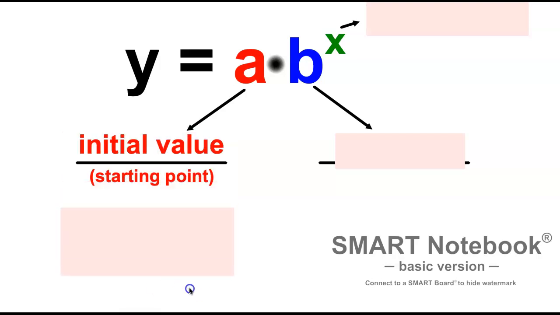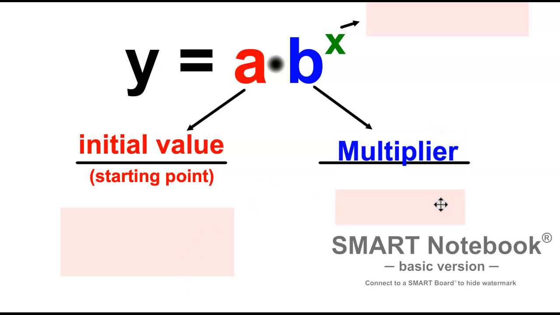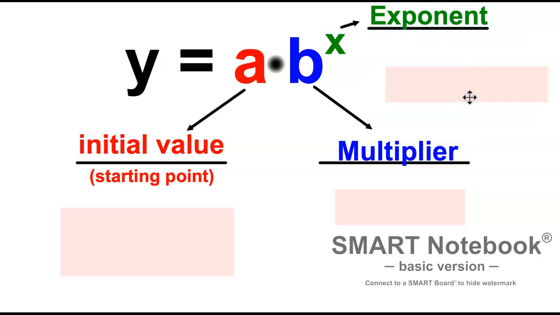So a is going to be our initial value or our starting point. B is our multiplier. And then the x is our exponent. So y equals a times b raised to the x power. A is our initial value or our starting point. B is our multiplier, and then the x is the exponent. Remember, an initial value or a starting point is also known as a y-intercept.